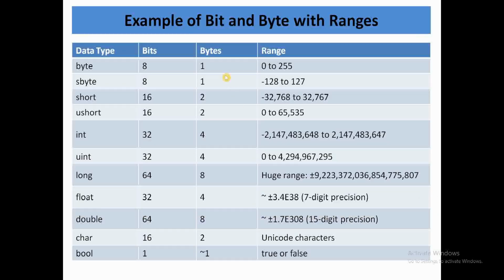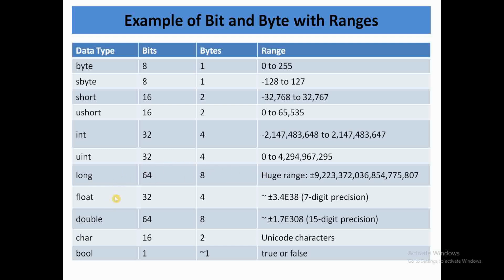Next, we have examples of bit and byte with the ranges. This is data type, bits, bytes, range. So we have byte, where 1 byte is equal to 8 bits, and this is the range 0 to 255. Same as that with sbyte, short, ushort. For integer we have 4 bytes, which is 32 bits in total, and this is the range which I already showed you in the terminal window of Visual Studio. We have uint, long.